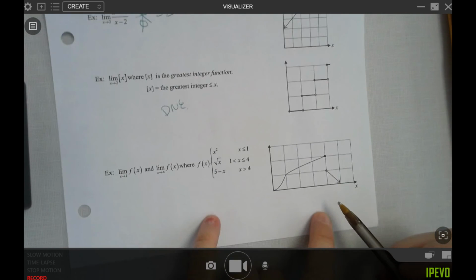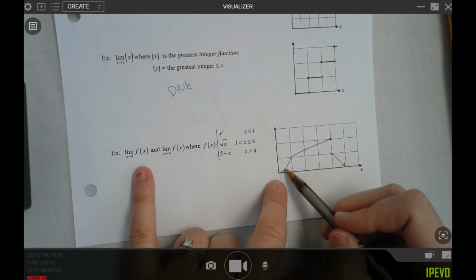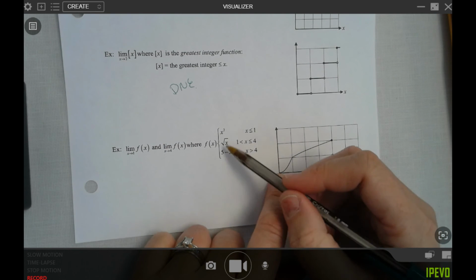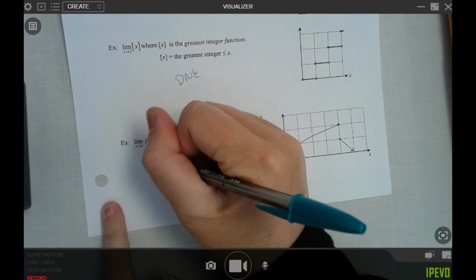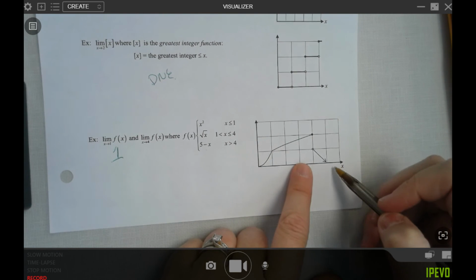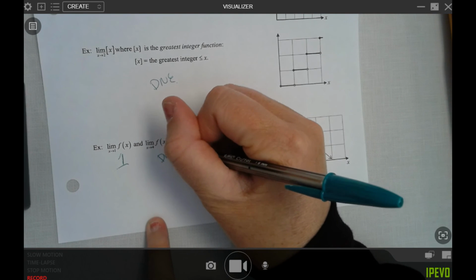So if I look at the graph of this one right here, the limit is as x approaches 1. So if I approach 1 here, I'm getting 1, and from this side, I'm getting 1. So both of these y values are 1, so this could equal 1 here. Now let's see what happens when we get to 4. 4 from this side equals 2. 4 from this side equals 1. Those aren't the same. So this one would be does not exist.